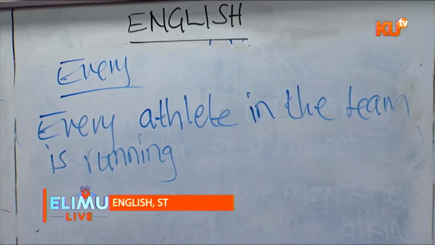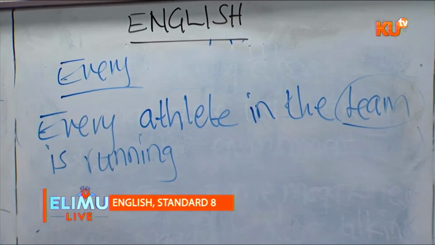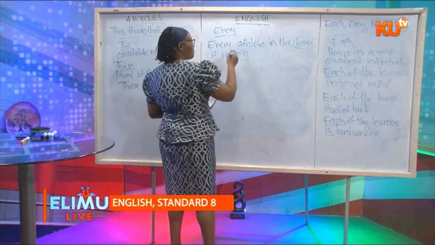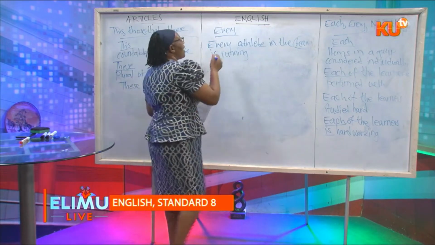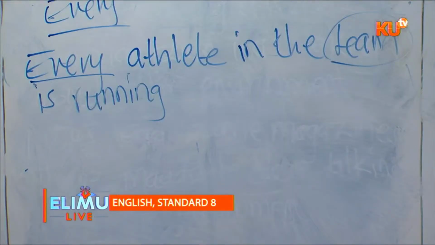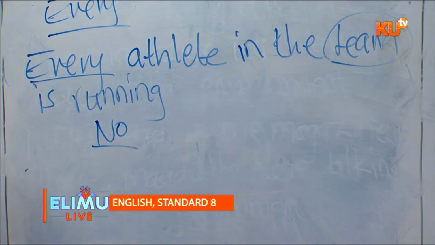So it means that we have a team of people who are running. A team of runners or a team of athletes, and each one of them is running at this particular moment. So every athlete in the team is running. So we use the word every to refer to an individual in a group. Then we have the word no, determiner no.